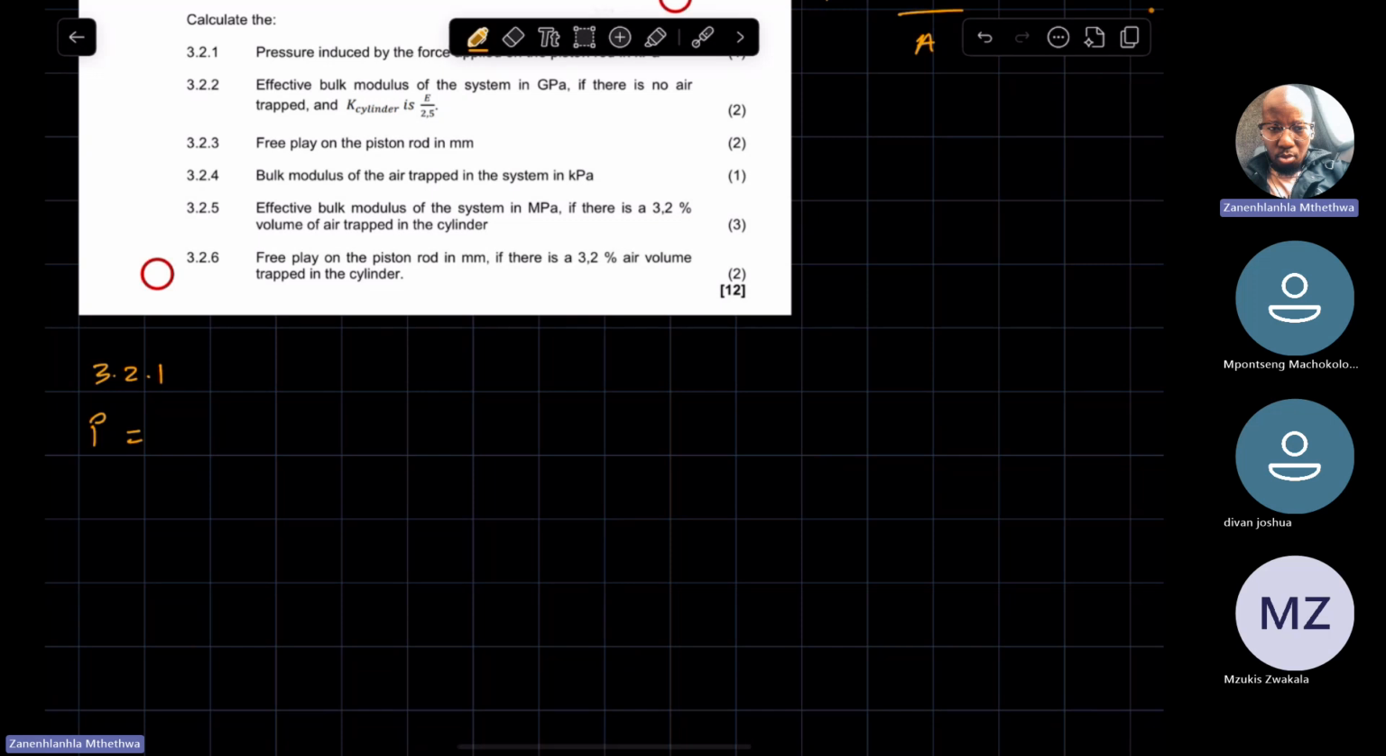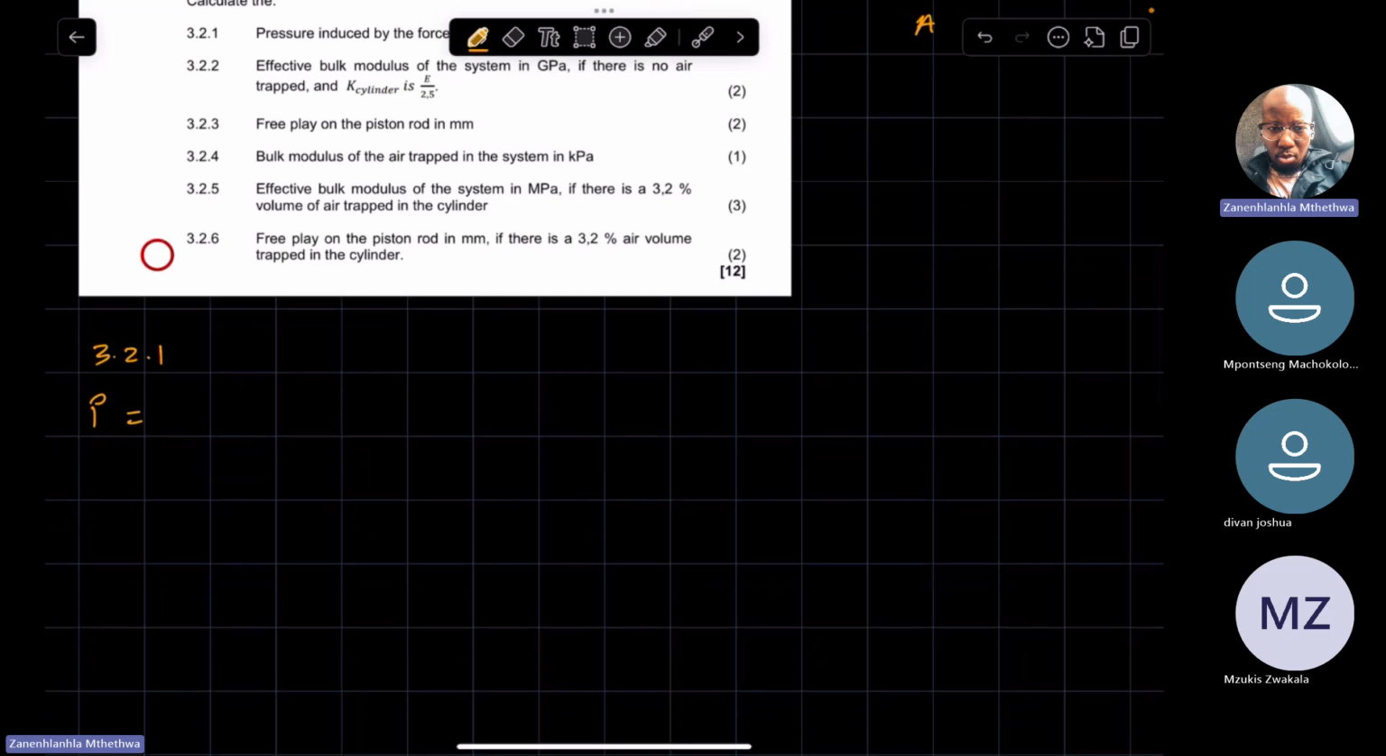Just bear with me. All right, to calculate the pressure, pressure is equal to force over the area, right? And then we know, seeing that we're looking at a piston rod, the area will be of a circle. So pi over 4 times d squared.